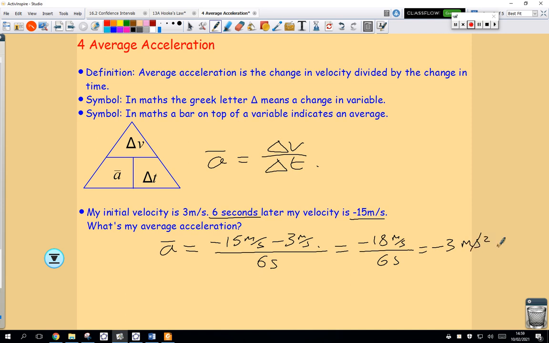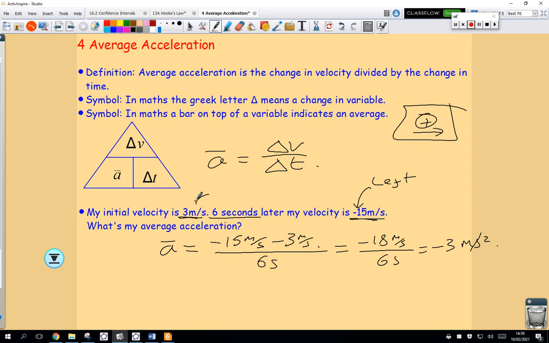Okay? Positive velocity, negative velocity, what does that mean? Well, that means the object has turned around at some stage through 180 degrees. So if it's a right positive system, initially it's moving right at 3 meters per second, and then at the end it's moving to the left. That's what the negative sign would mean: left. Why left? Because it's a right positive system.